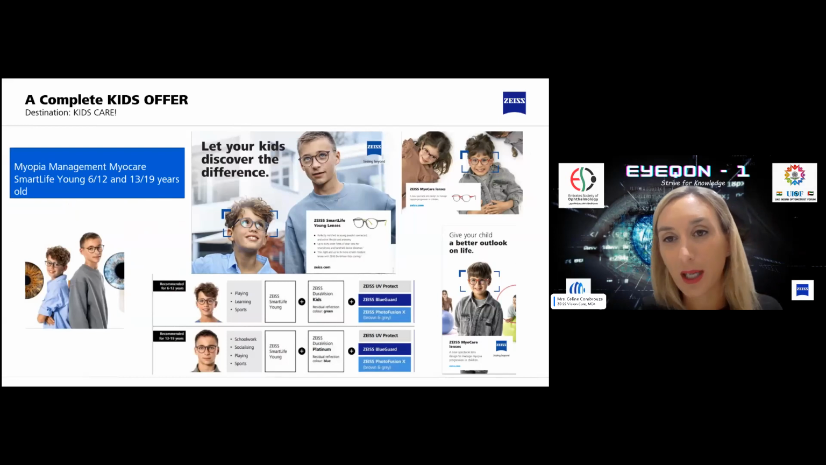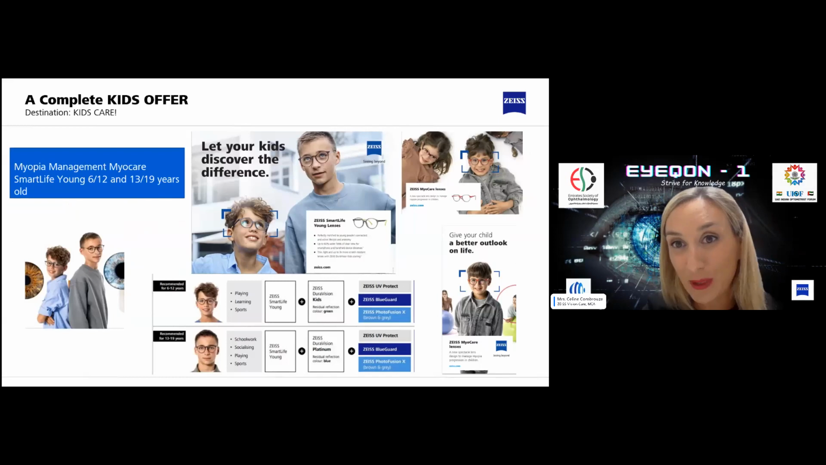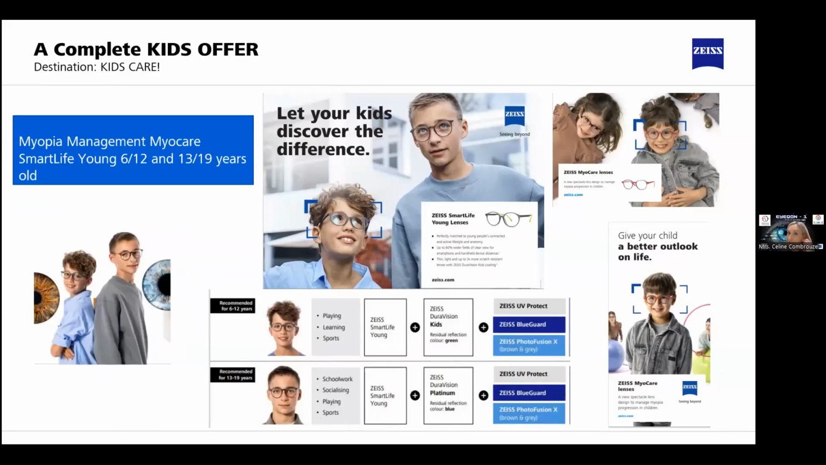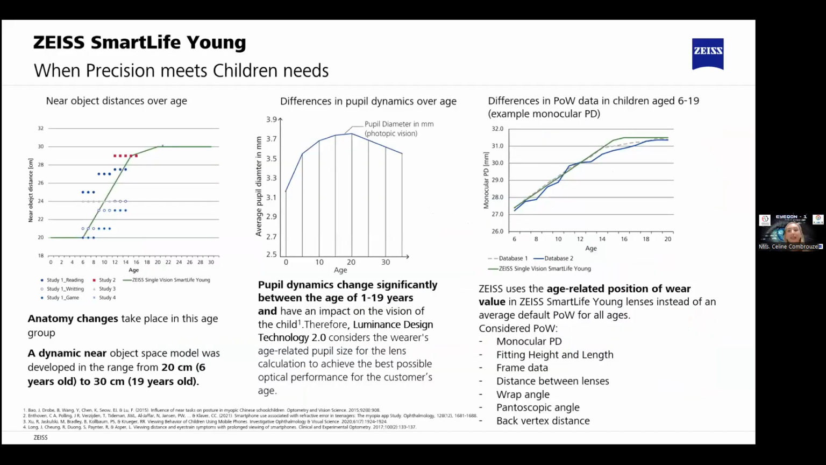At the same time as we're launching Myocare, we are also having great lenses for the other children who are not having myopia progression. So it's named Smart Life Young. We have two types of lenses, one for the 6-12 years old and one for the 13-19 years old. So what are those lenses about?